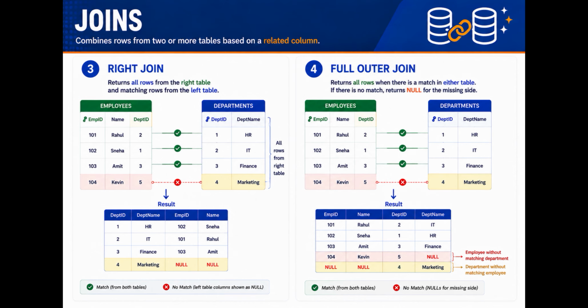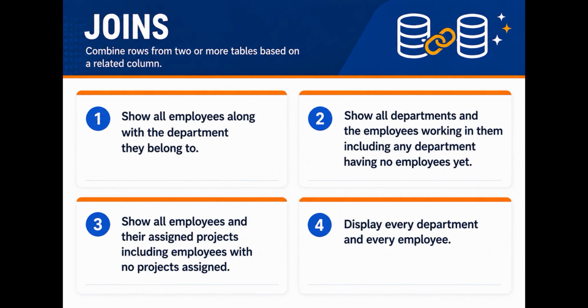The last type is the full outer join. This is like A union B, or left union right. So it returns all the values whether they are common or not common. That is everything from the left table and the right table along with the common ones. So now we will understand each of the joins with the help of an example and a query. For the examples, we will be making use of the same three tables. Now let's go through the first example: show all the employees along with the department they belong to.